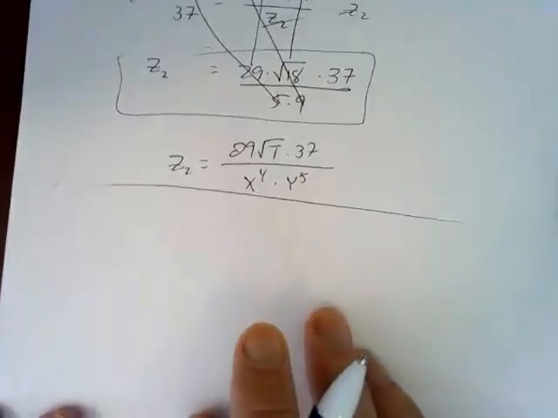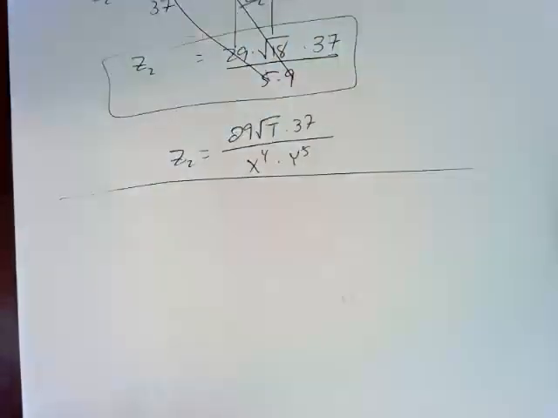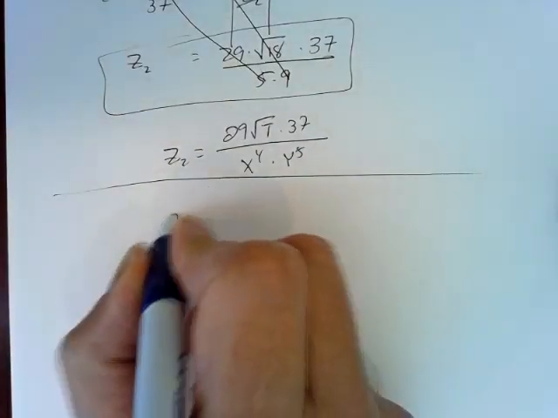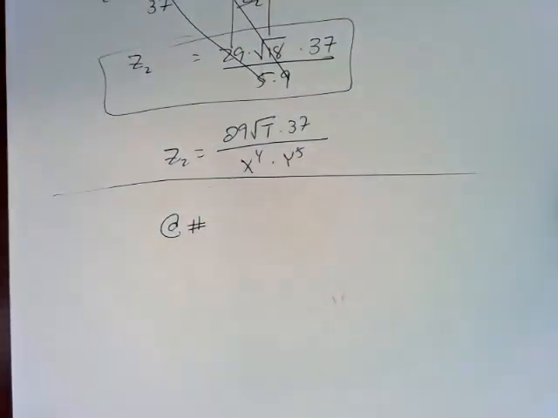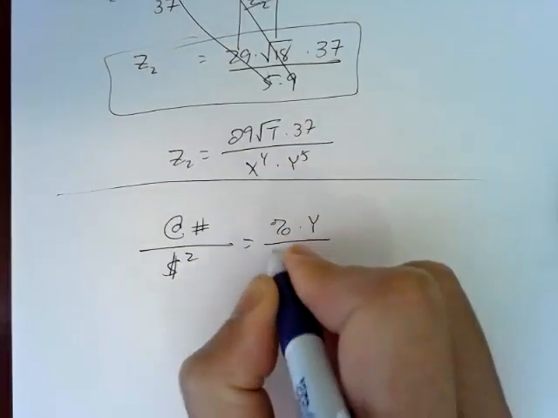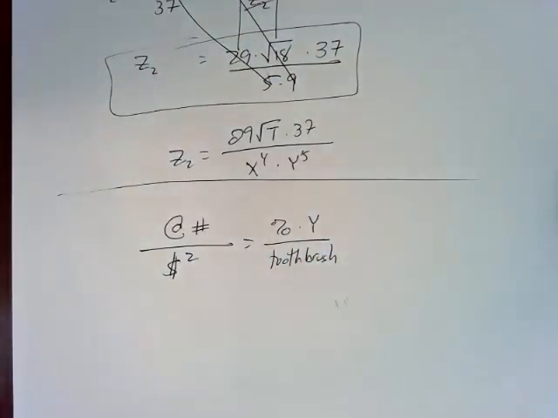One last logic extension from that. What I'm going to do is put this problem up and give you a moment to pause the video and try this problem. So we're going to have the at times pound or hashtag over $ squared is equal to percent times y over toothbrush. Totally nonsensical, but now what I'd like you to do is pause the video and solve for $.